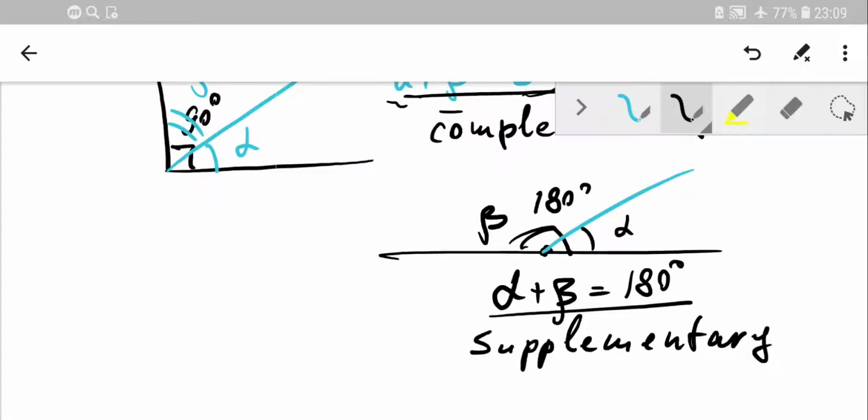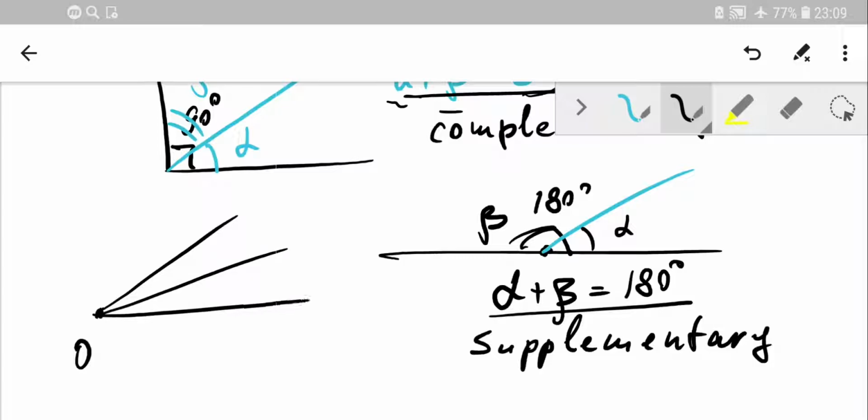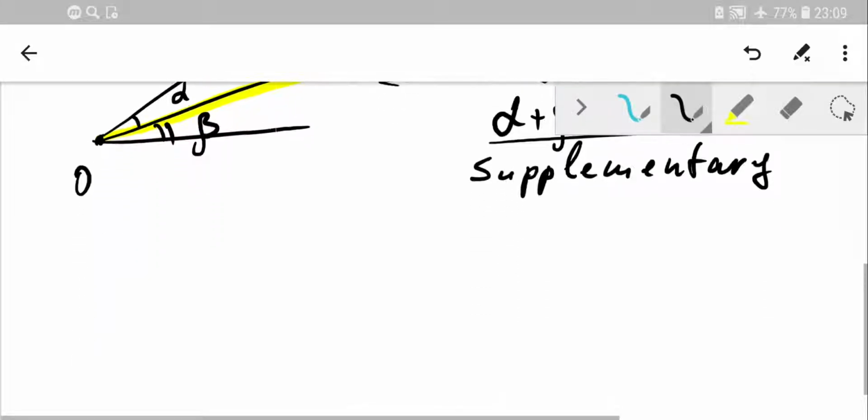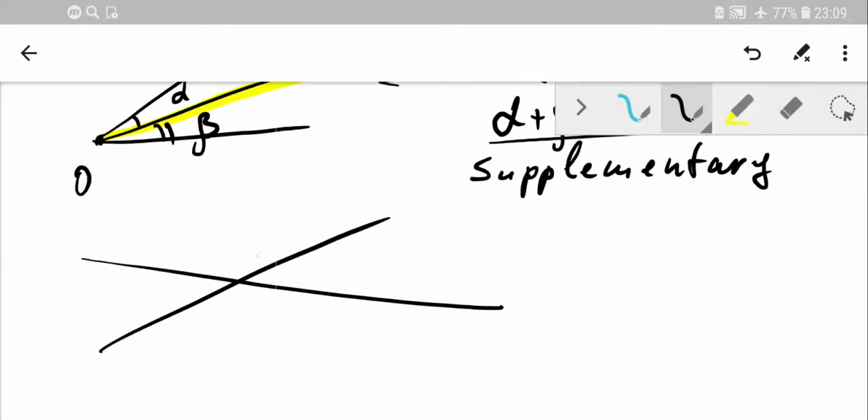You have probably heard about adjacent rooms. What does it mean in terms of angles? If you have a common vertex, let's say O, and it shares several angles, for example two of them, alpha and beta, that common arm is called adjacent, and those angles are called adjacent angles.